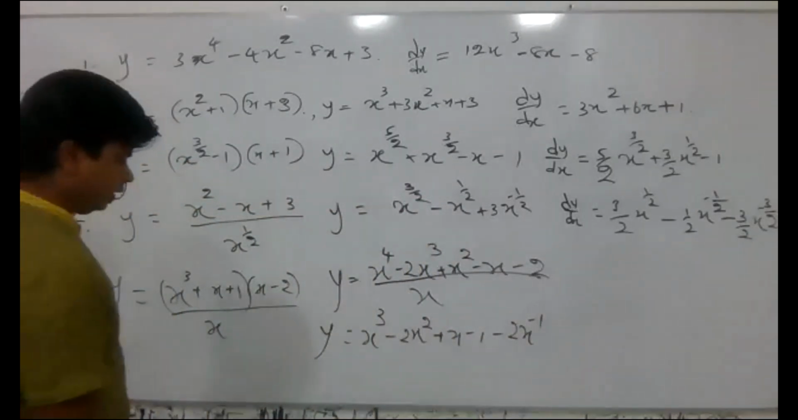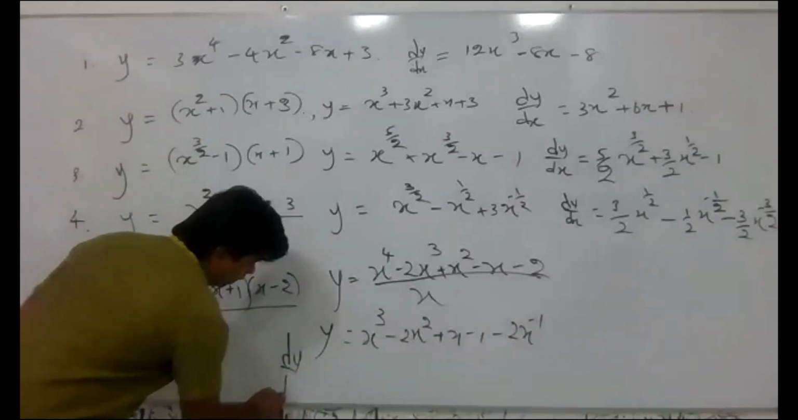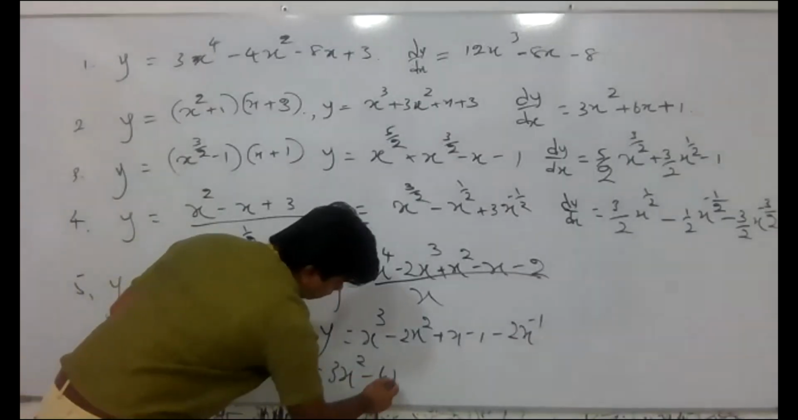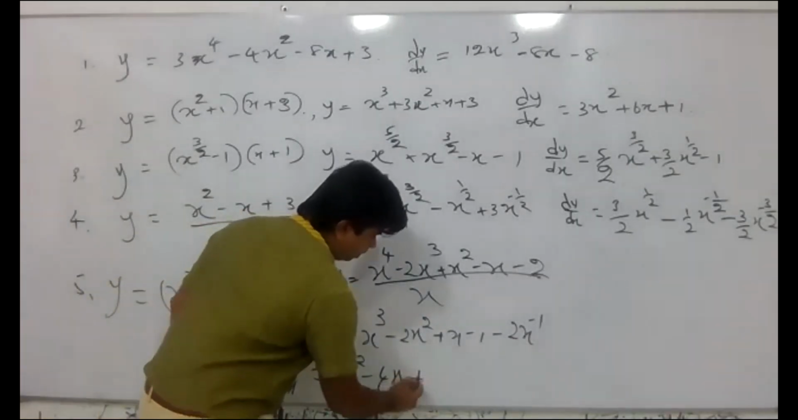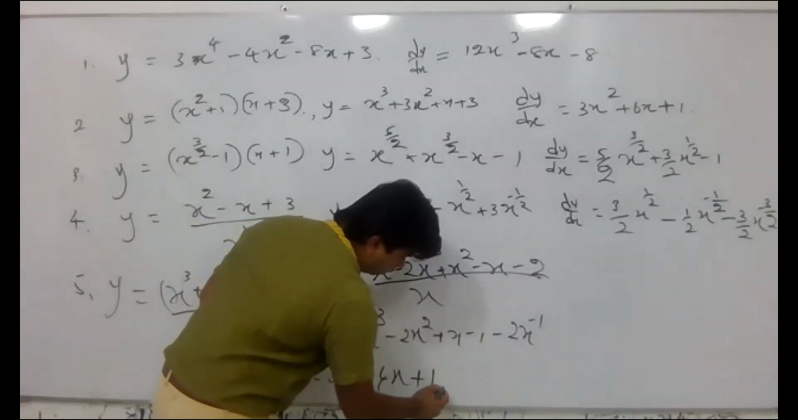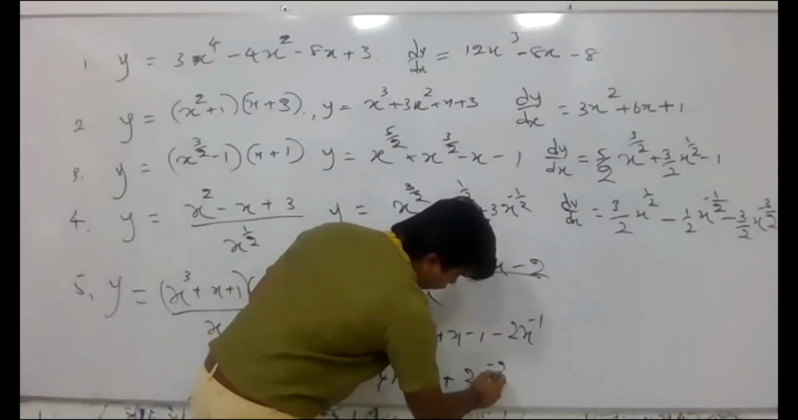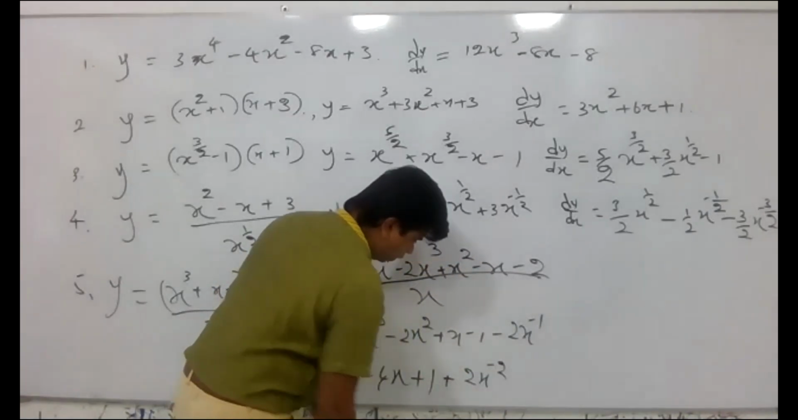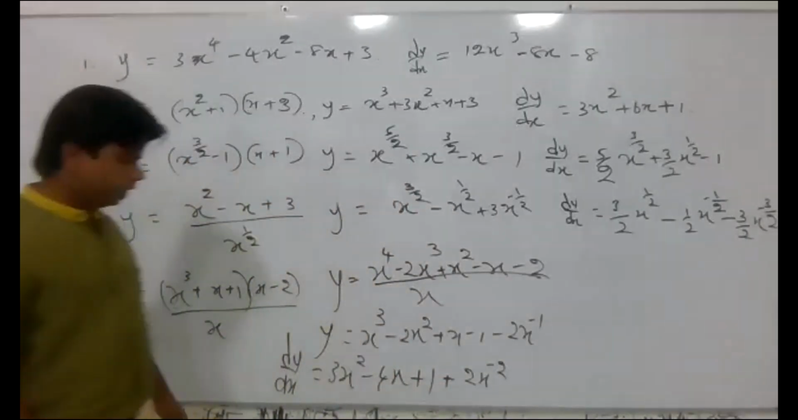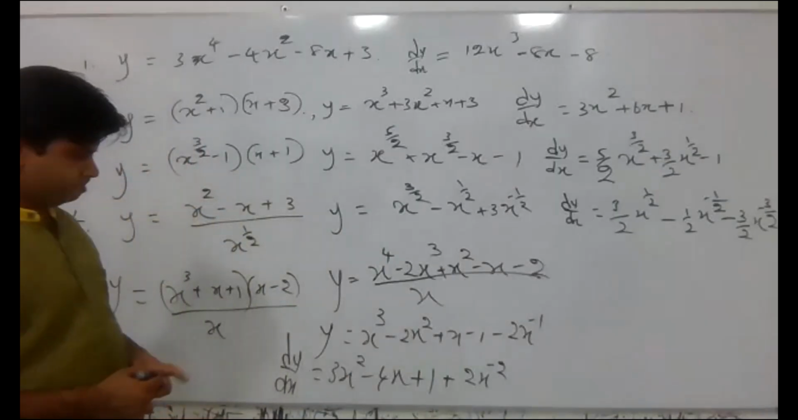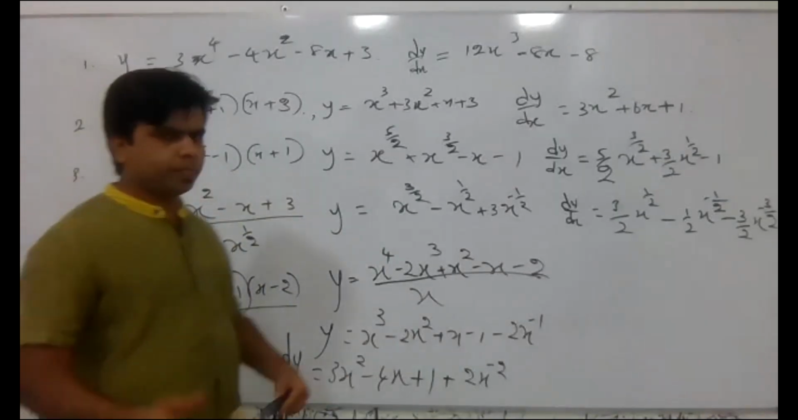First, you can rewrite like this. Then take dy by dx, right? Actually 3x squared minus 4x, right? Plus 1, here 0, right? And then plus 2x to the power minus 2, right? Or else 2 over x squared. Clear? Right? You can write like this, right? Simple, right?